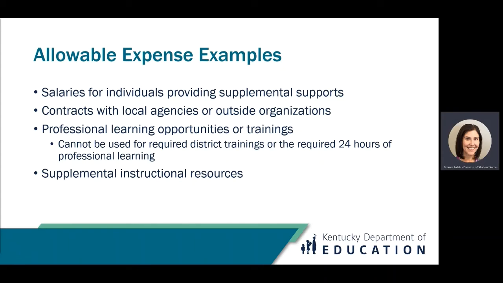Some allowable expense examples include salaries for individuals providing supplemental supports, contracts with local agencies or outside organizations, professional learning opportunities or trainings, and these cannot be used for required district trainings or the required 24 hours of professional learning, and supplemental instructional resources. All expenses must be reasonable in cost, necessary in completing the needs-based program, allocable to the grant, documented, and supplemental. This isn't an exhaustive list for how funds may be utilized. If you have questions on allowable expenses, please contact your KDE Title IV Part A consultant.